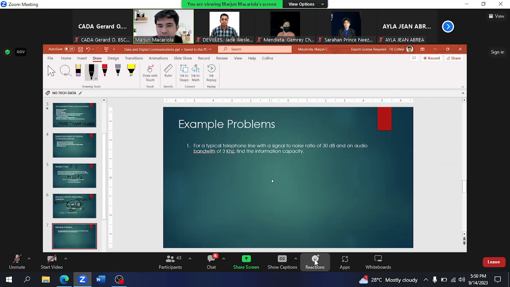Example problem: for a typical telephone line with a signal to noise ratio of 30 dB and an audio bandwidth of 3 kHz, define the information capacity. You can copy or take a picture of it, then send nyo na lang sa GC mo. So, solve natin.